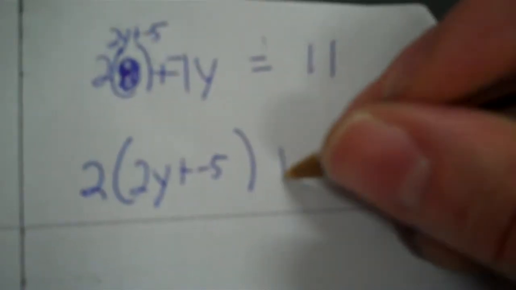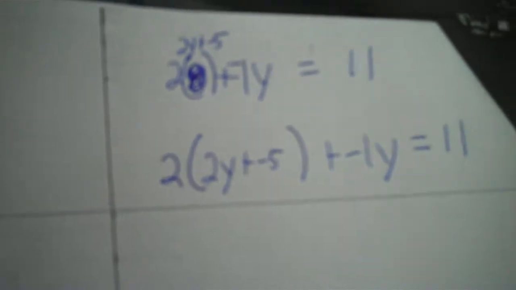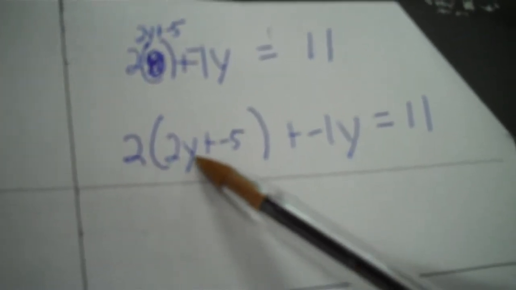Now, line it up. So you have a 2. Then you have a parentheses, and inside you insert the expression 2y plus negative 5. Then you close it. Now go and look up top. After the parentheses is closed, you need to put plus negative 1y equals 11. Now, at this point I should have the same letter, y and y. I do. So now I do the rainbows. Circle the plus. 2 to 2y, 2 to negative 5.